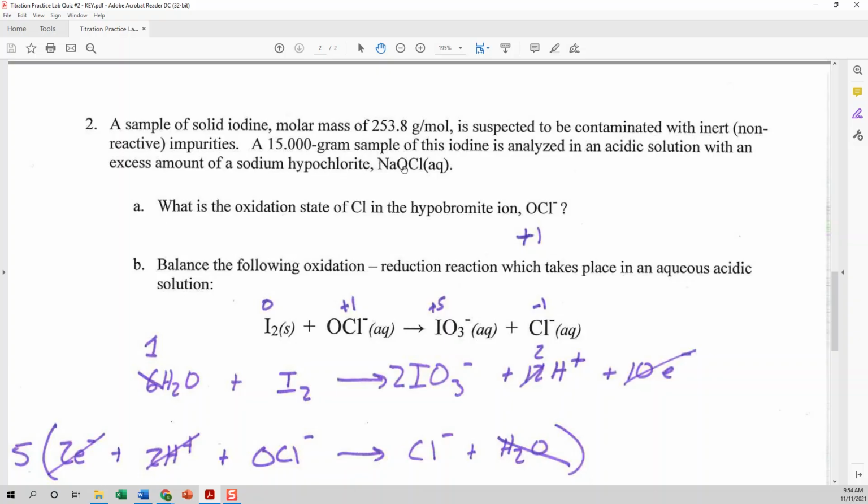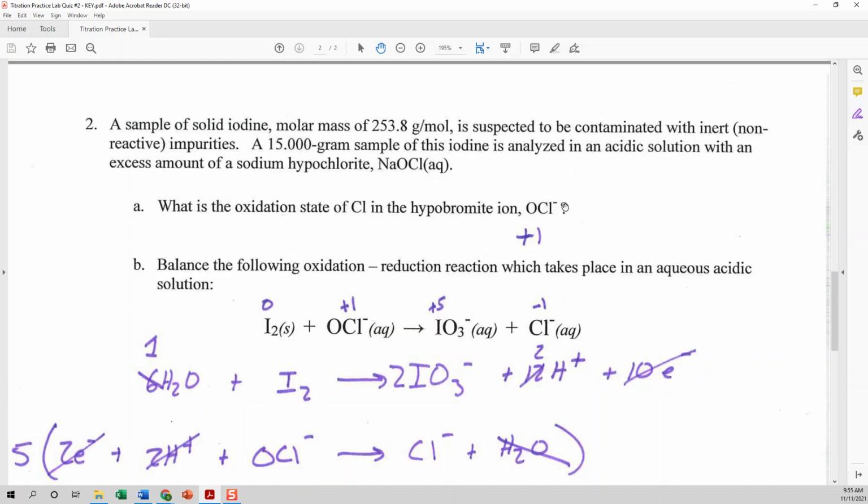So sodium hypochlorite is this ionic compound: sodium ions and hypochlorite ions, okay? All right, let's start answering the questions. The first question is: what's the oxidation state of chlorine? And that should say hypochlorite. Sorry about that.